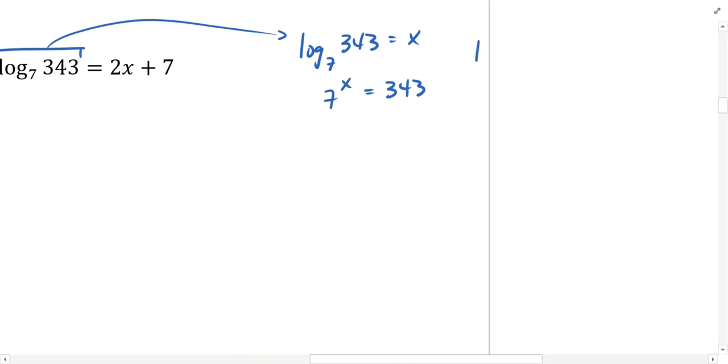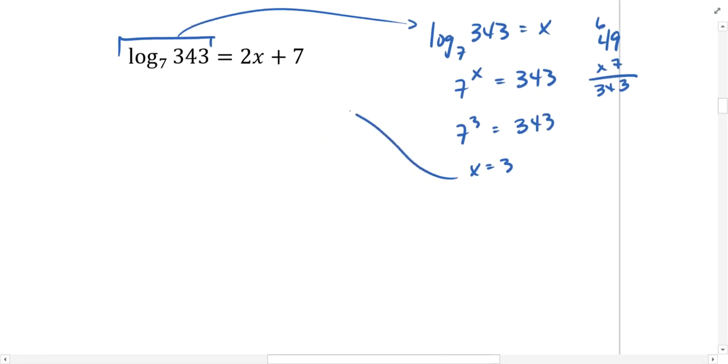In fact, 7 times 7 is 49, so 7 squared is 49. If I multiplied 49 times 7, well, that's kind of interesting. 7 times 9 is 63. 7 times 4 is 28 plus 6, which is 34. And there's that 343. So as it turns out, it was 7 cubed that equaled 343. Therefore, x is equal to 3. So all of that side work was done just to replace logarithm base 7 of 343 with the number 3.